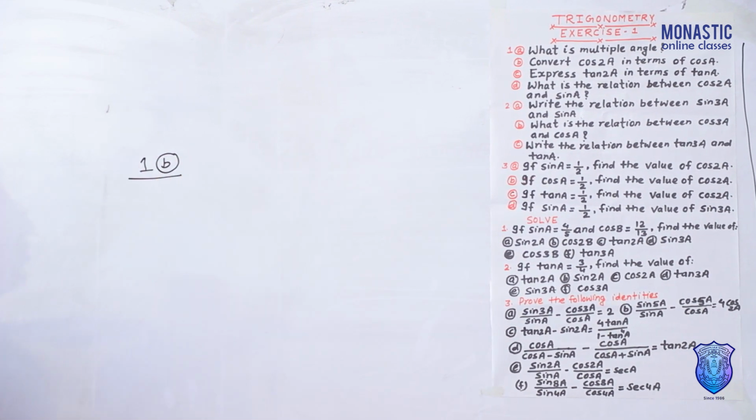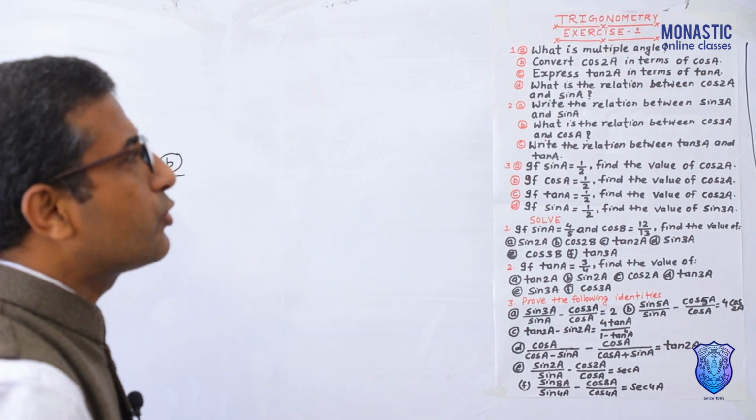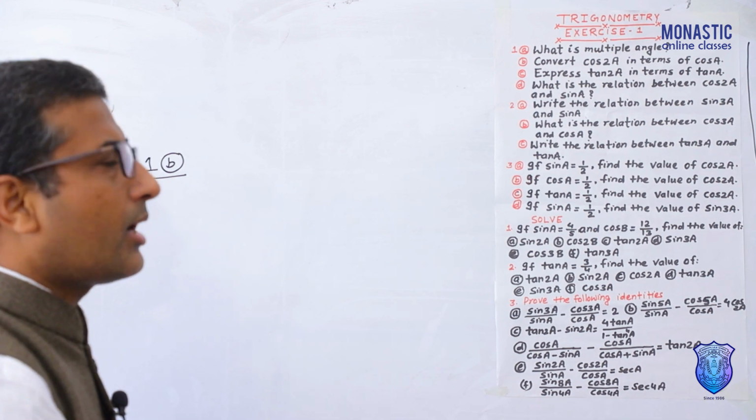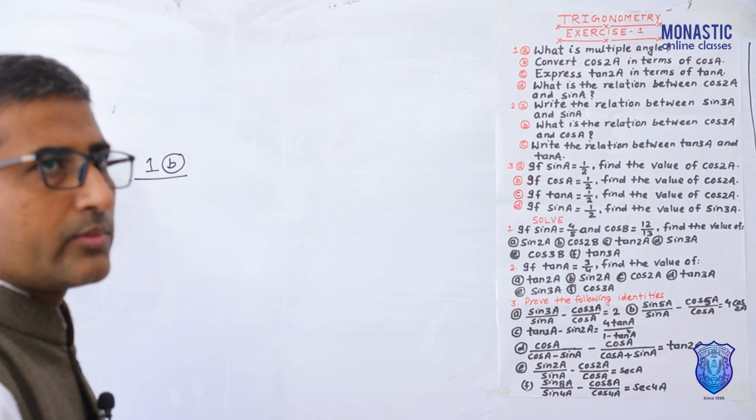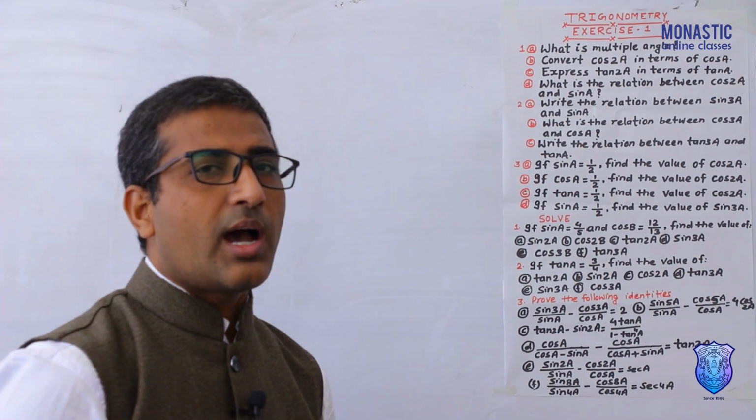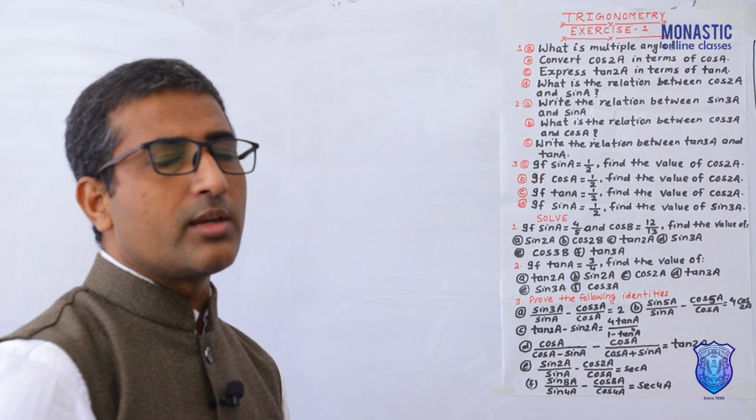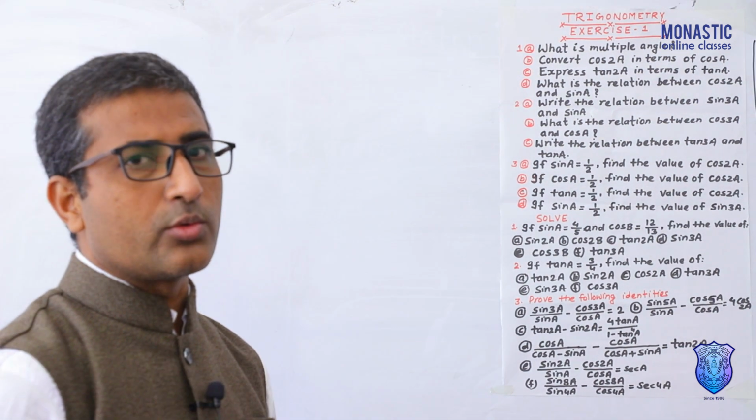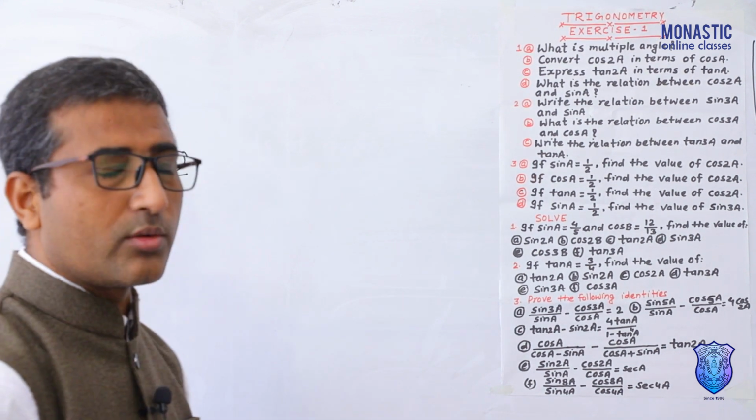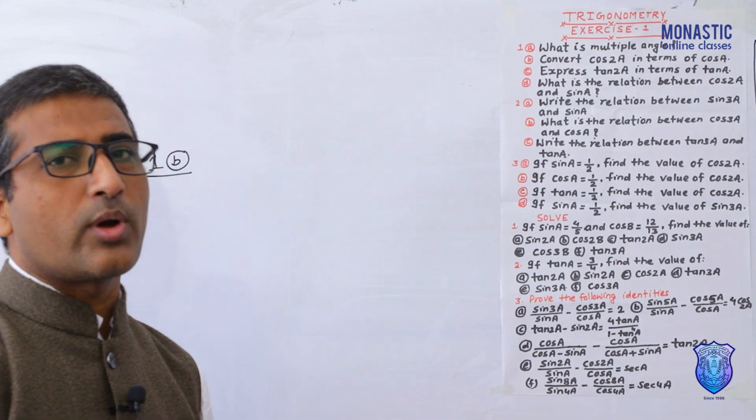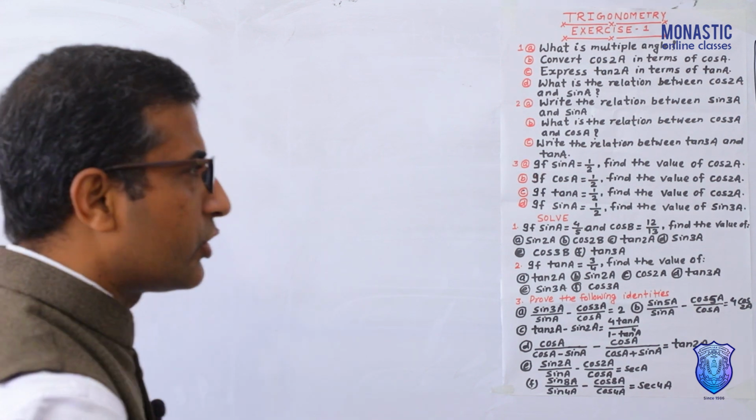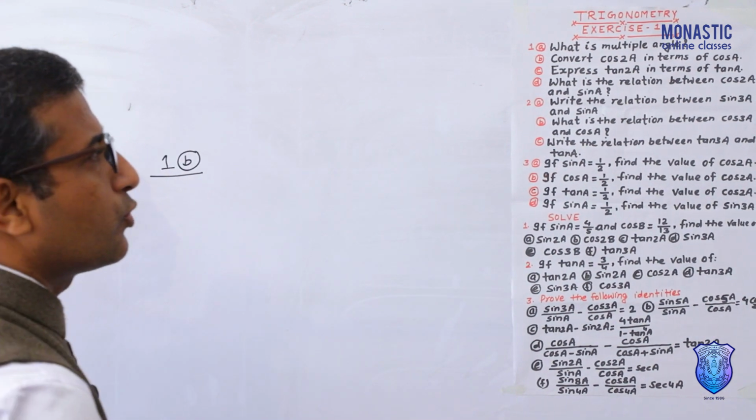In question number 2, we have to convert cos 2A in terms of cos A. We have learned how to prove this. This question may be asked in two ways: as a very short question or as a short question. When it is asked as a very short question, we can directly write the formula, that is 2 cos square A minus 1. But if it is asked as a short question, we have to do the proof.